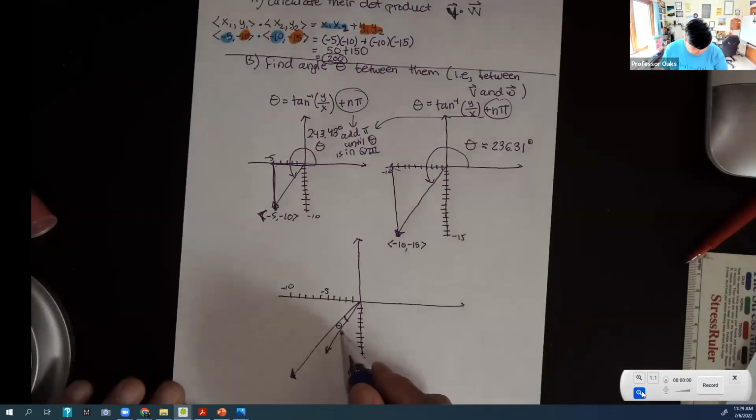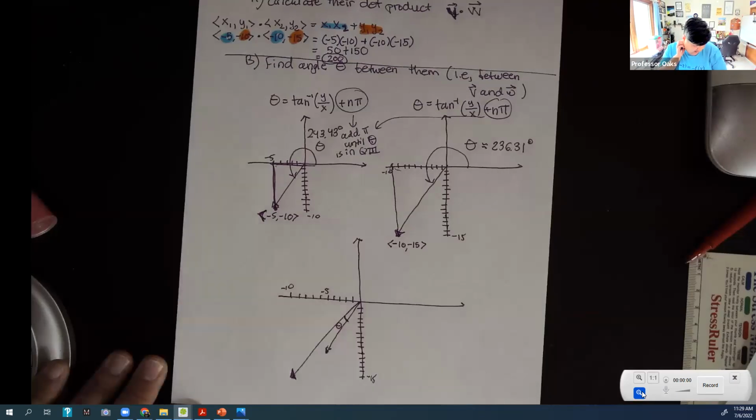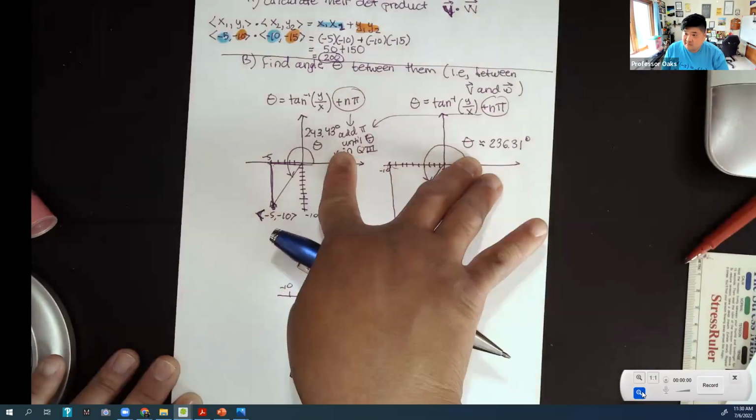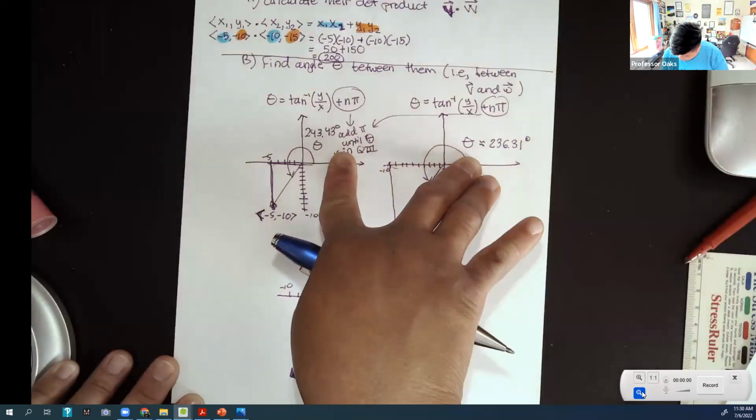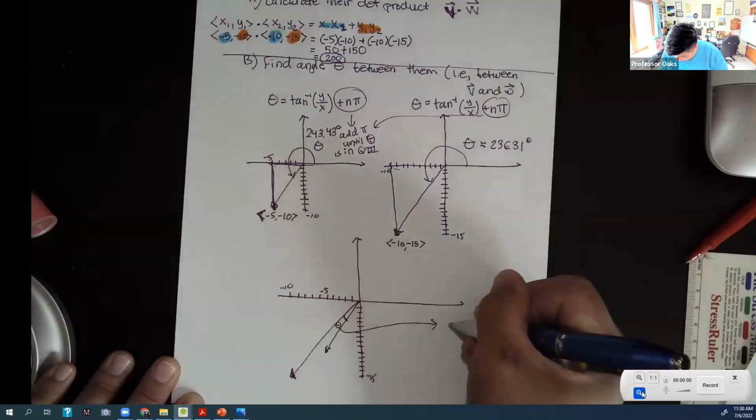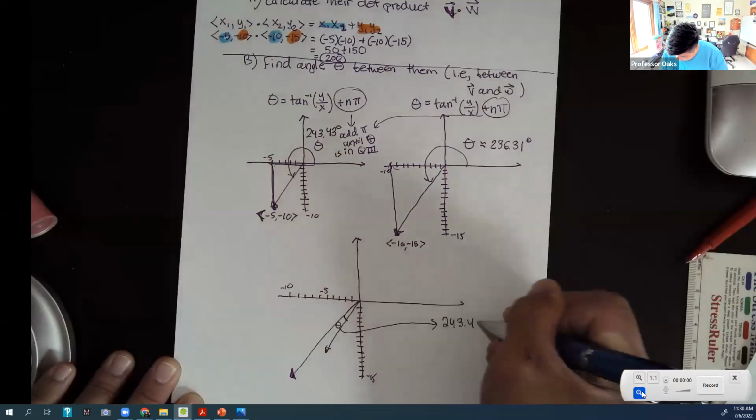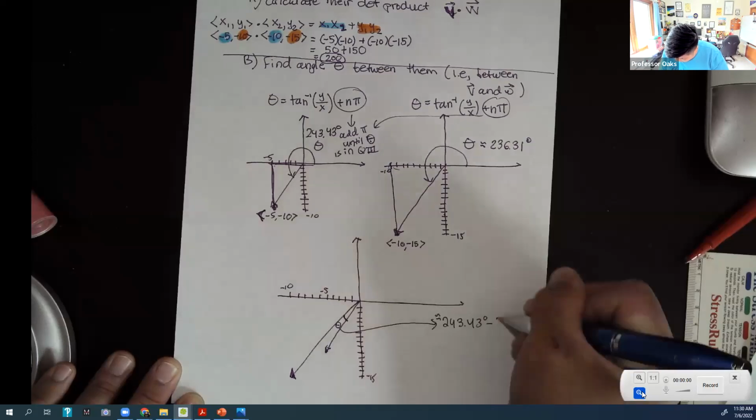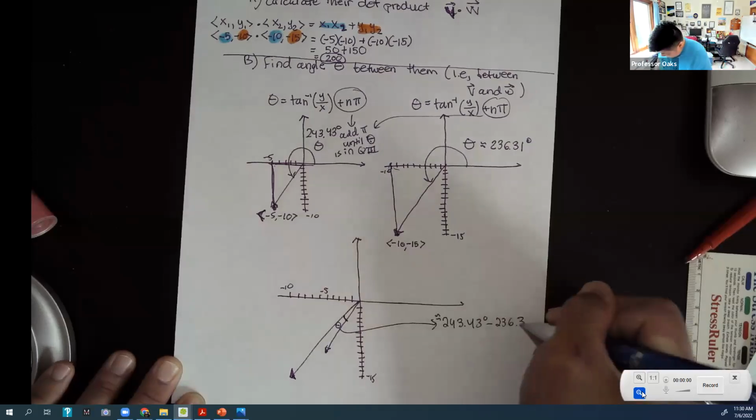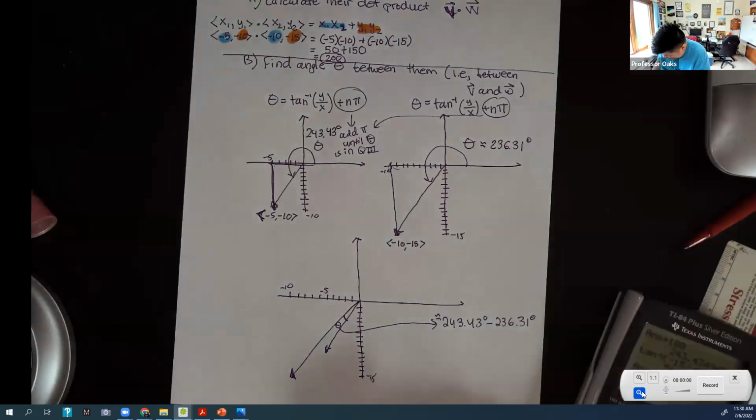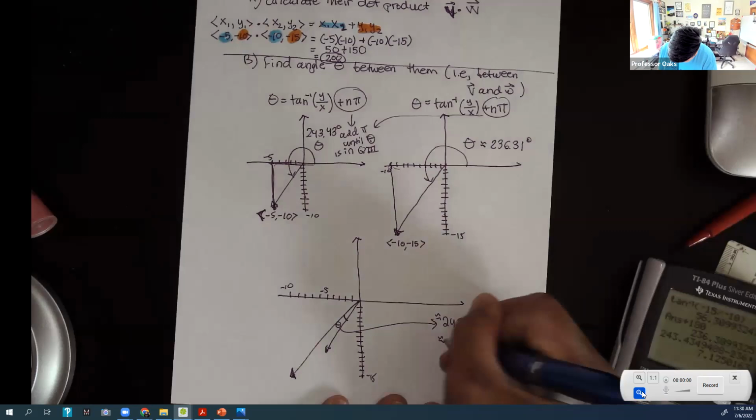But all right, now here's where I would say, you could actually just find both of these and then subtract them. If you say that's 243.43 minus 236.31 degrees, then I would get about 7.13 degrees.